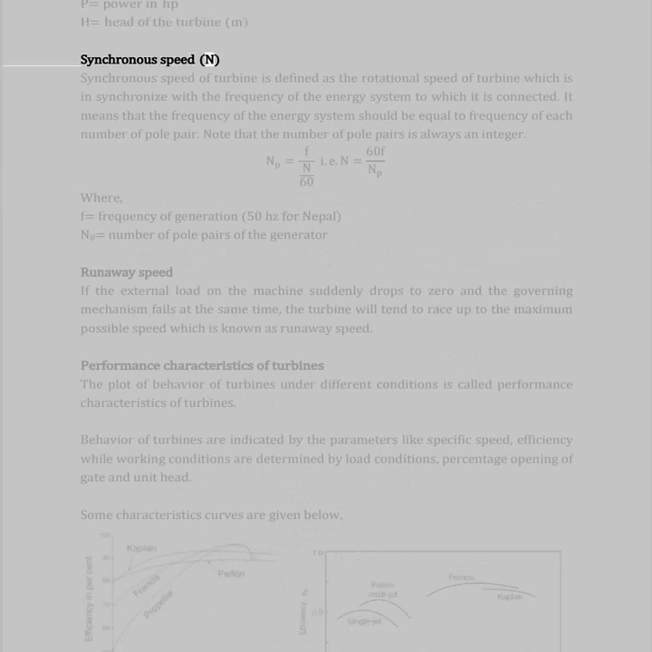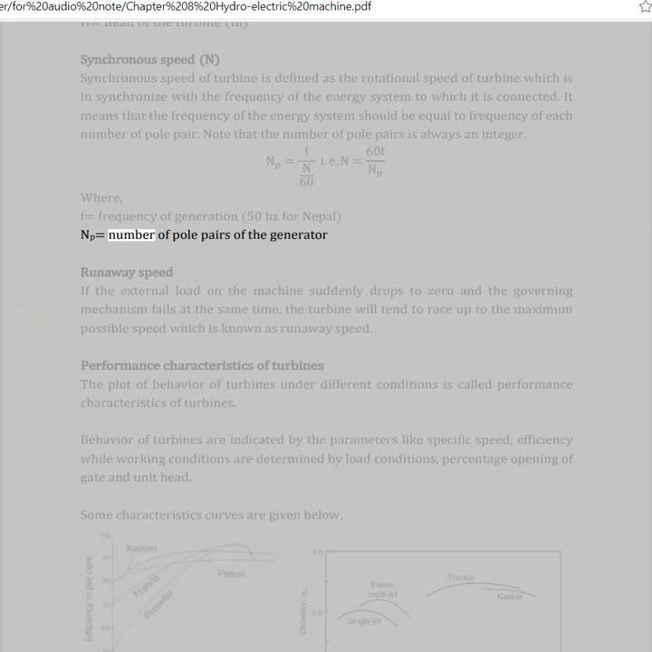Synchronous speed, N. Synchronous speed of a turbine is defined as the rotational speed of the turbine which is in synchronization with the frequency of the energy system to which it is connected. It means that the frequency of the energy system should be equal to the frequency of each number of pole pair. Note that the number of pole pairs is always an integer. N equals 60 F divided by NP, where F equals frequency of generation, 50 Hz for Nepal, and NP equals number of pole pairs of the generator.